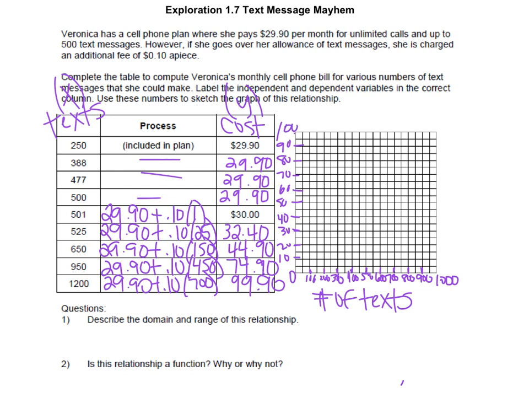Okay, so take just a little bit of time and number your scales the same. And then we're going to graph these points. So let's start off with 250 texts. I'm going to go to my x-axis at 250, and that costs $29.90. And then 388 also costs $29.90.